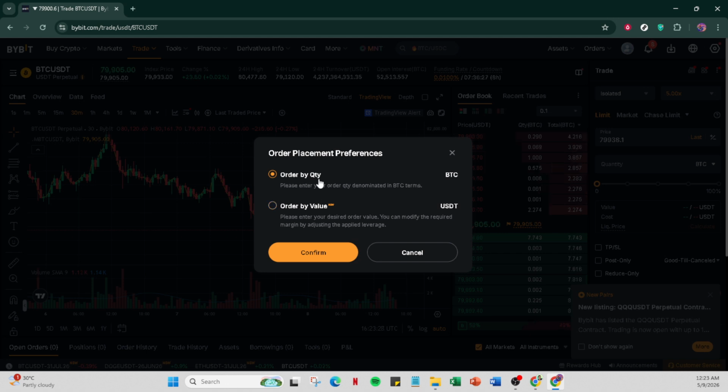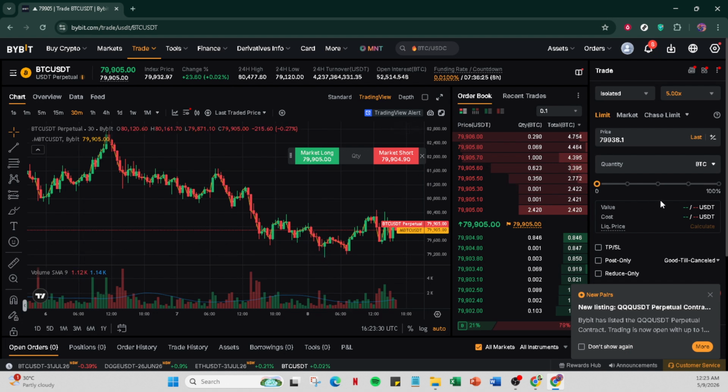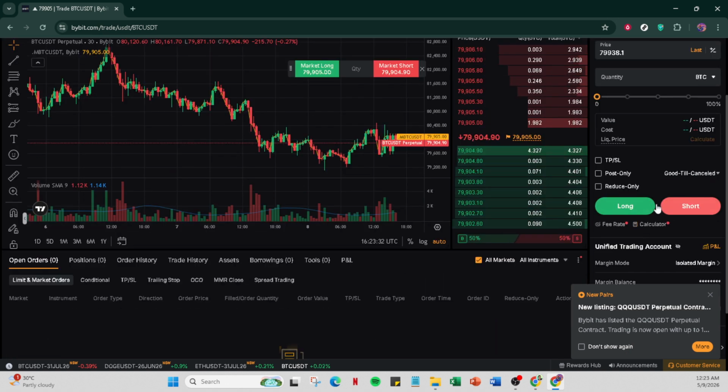When you're ready, choose your direction. Click buy or long if you expect the price to rise, or click sell or short if you expect the price to fall. For a market order, the trade should execute right away. For a limit order, it will wait on the order book until your price is reached.